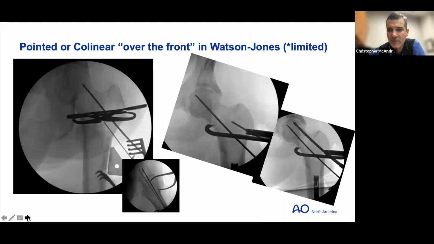You can get pointed or collinear clamps that go over the front. Also a pretty useful thing through the Watson Jones for me. The collinear clamp, you've got to be careful. I think you can see on this one, this is even going into her vastus ridge. It's pretty powerful, and if it's not finishing the deal for you and you squeeze a little harder, you might find yourself with a big hole.